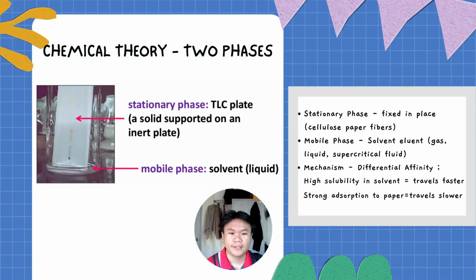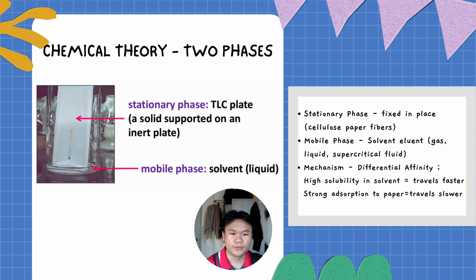To truly understand how this separation happens, we need to look at the chemical theory behind the two phases involved. If you look at the diagram on the left, you can see our stationary phase, which is the paper strip firmly fixed vertically inside the chamber. On the right, our bullet points highlight that this paper is made of polar cellulose fibers. At the bottom of the chamber is our mobile phase, which is the liquid solvent eluent.